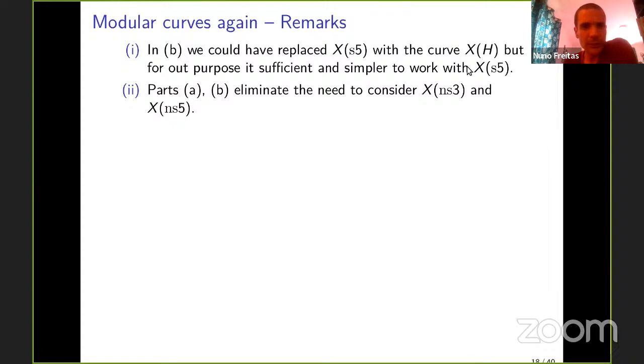Now, a second comment is that parts A and B do eliminate some modular curves. They eliminate the modular curves X NS3 and X NS5.